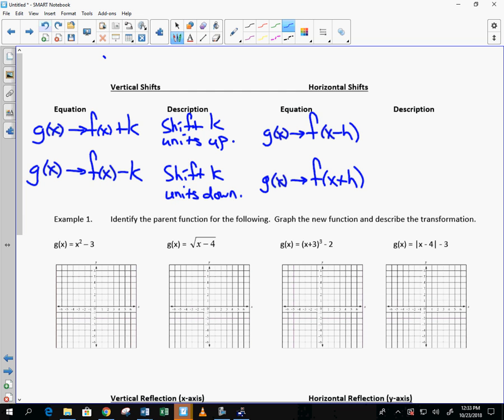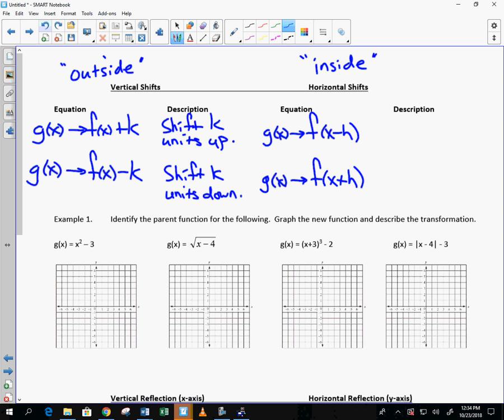Notice how this one sits on the inside of the function, like within the parentheses. Probably the most important thing that you can learn over the course of the next 3 days is this. If it's on the inside, it affects it horizontally. If it's on the outside, it affects it vertically. Most important thing you can learn. Crucial.